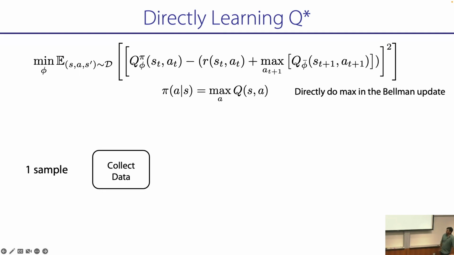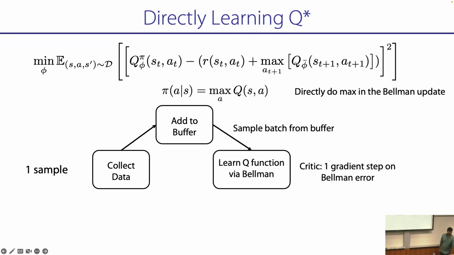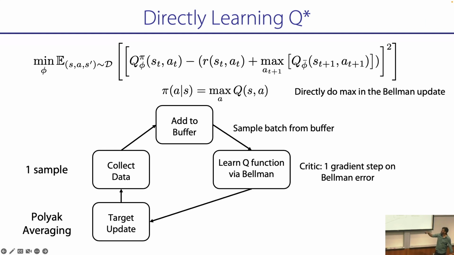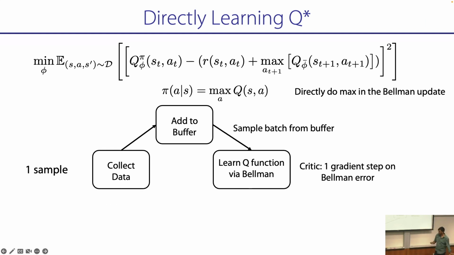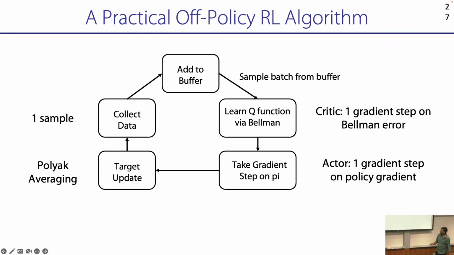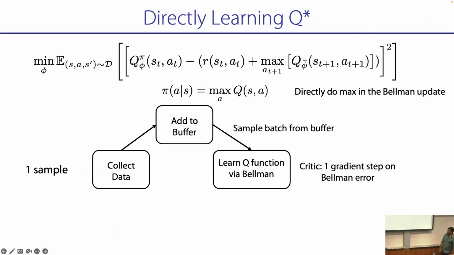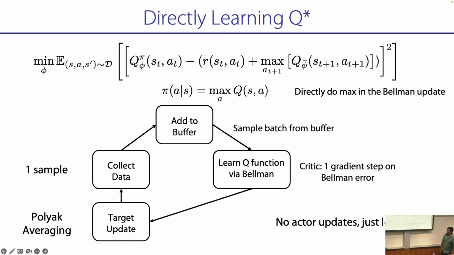So the scheme would be, you collect your data, you add it to the buffer, you sample a batch from your buffer, you learn the Q function via this modified max Bellman update, right? And then you do the same target update, and then you repeat. But as compared to earlier, we've cut out this actor step altogether. And so we've simplified our procedure. You just learn the Q function, less hyperparameters, less things to worry about. And so it's a much simpler procedure. That makes sense, right? So, okay, that's great.